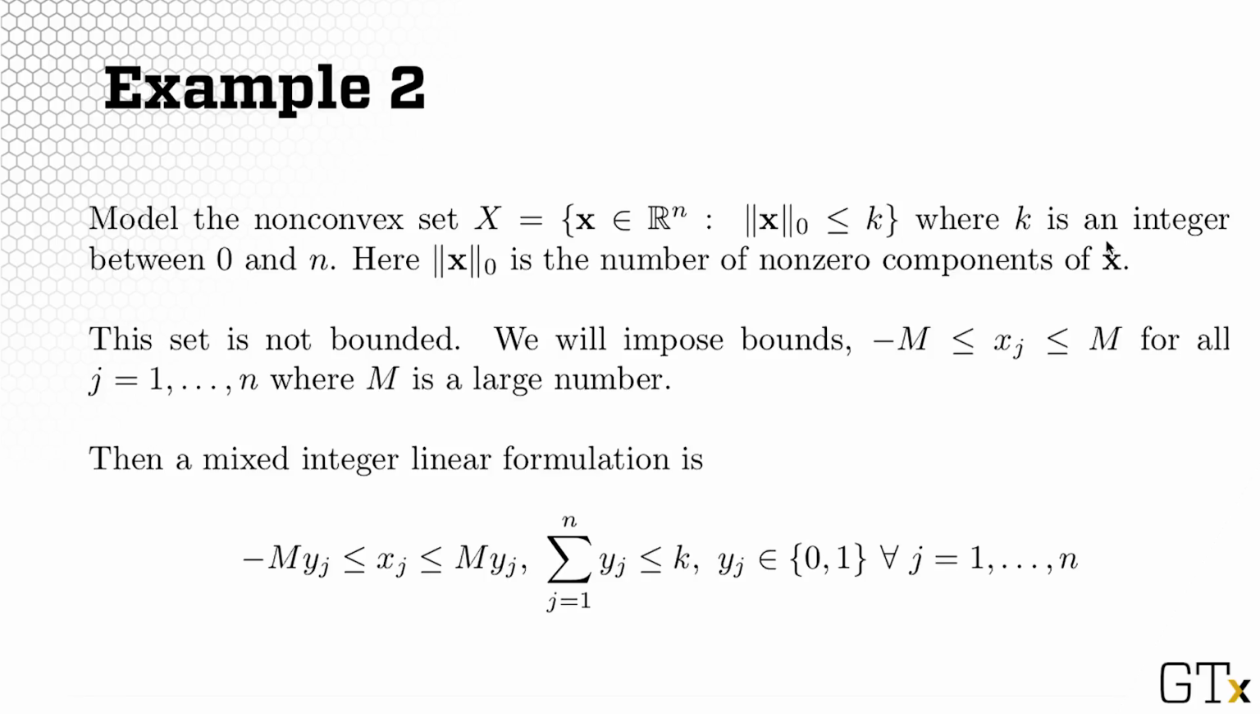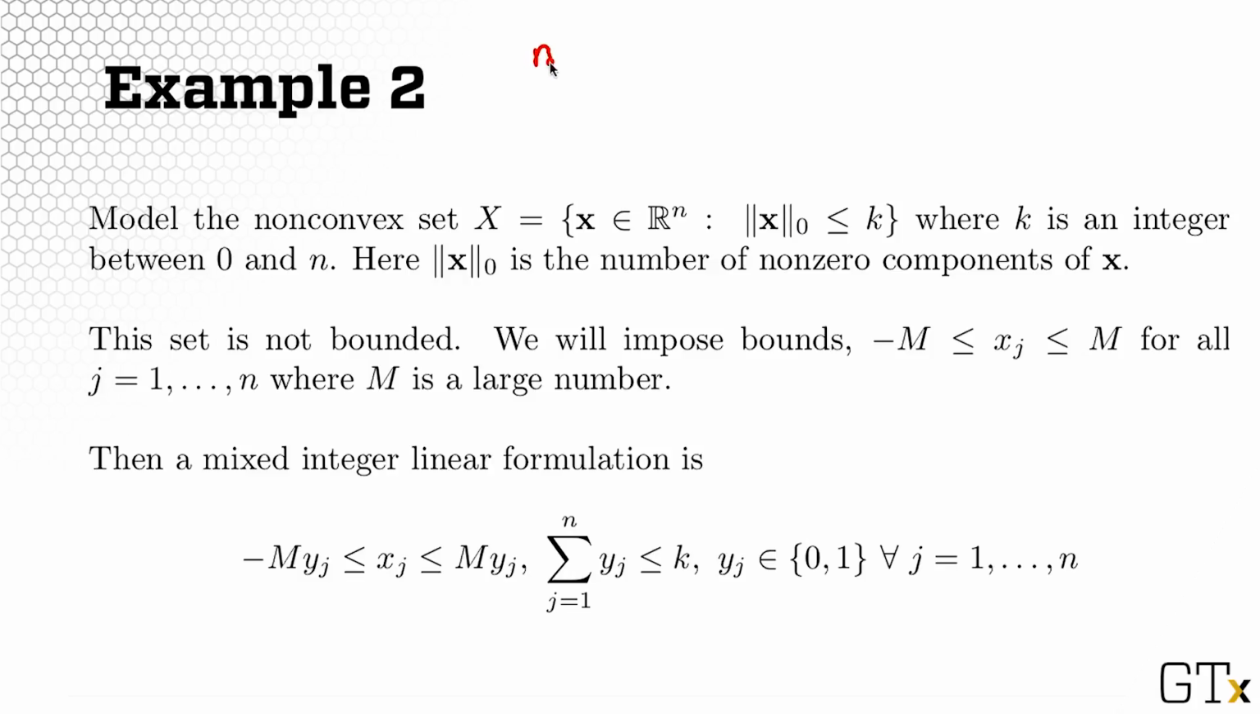So here k is an integer between 0 and n. And this symbol, x with the 0 subscript, means the number of non-zero components of x. So what are we interested in? We are interested in the set of vectors x in n dimensions such that it has no more than k non-zero components. Let me tell you why this is a non-convex set.